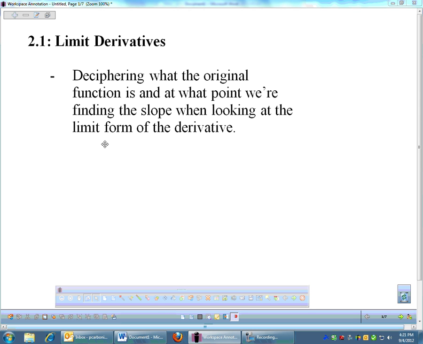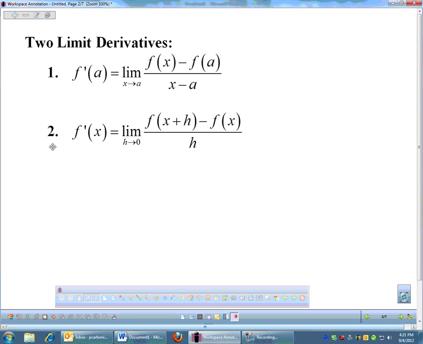So we're going to decipher a limit. We're going to have to look at the limit, pick it apart, and find the original function and the point of tangency where we're looking for the slope. And to do this, you have to know these two limit definitions of derivatives.